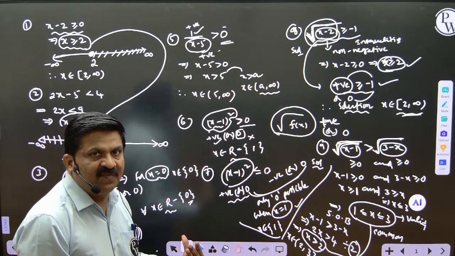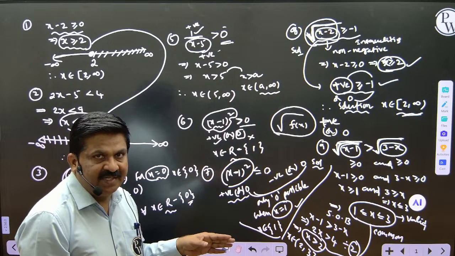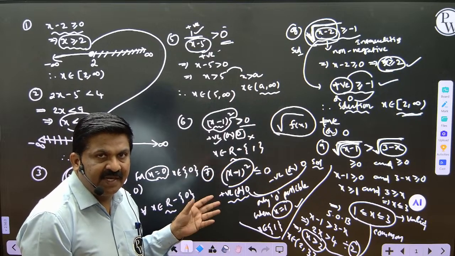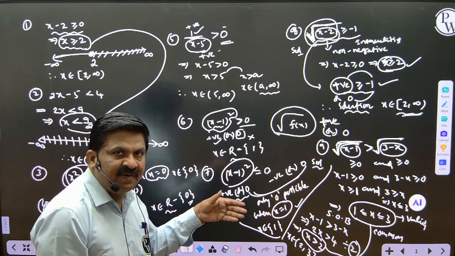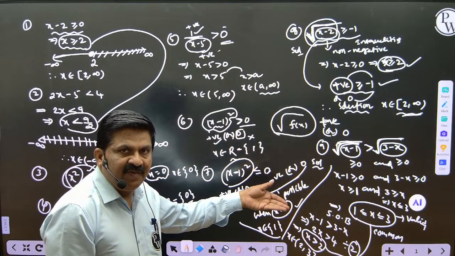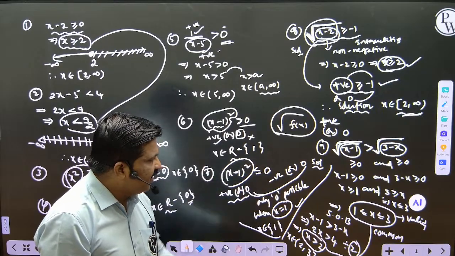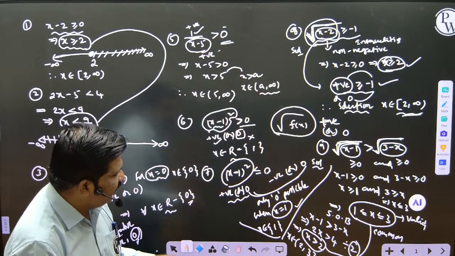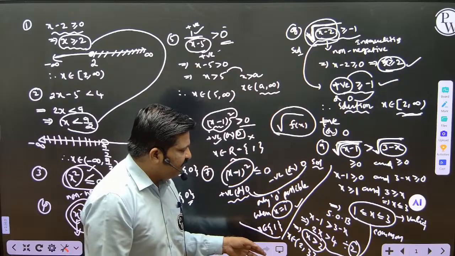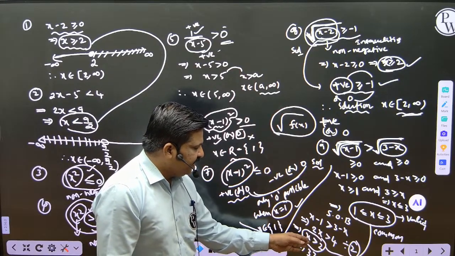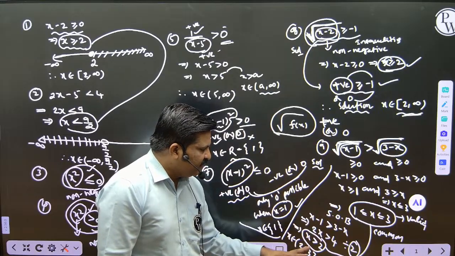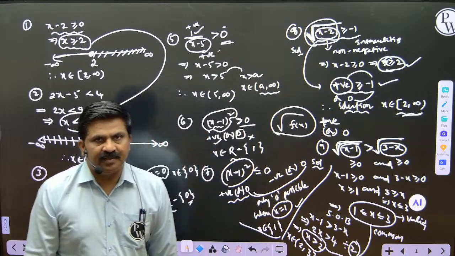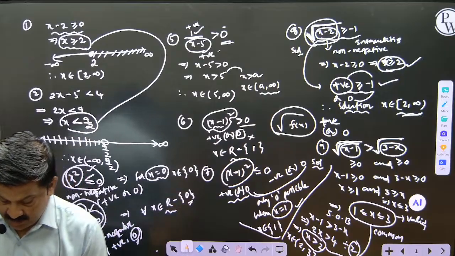Actually our solution is from where to where? 2 to infinity. But you cannot take 2 to infinity. You have to select your x greater than 2 only from the validity of the inequality. So from the validity of the inequality, what is our required solution? It is greater than 2, but less than or equal to 3. That is 2 to 3, right?